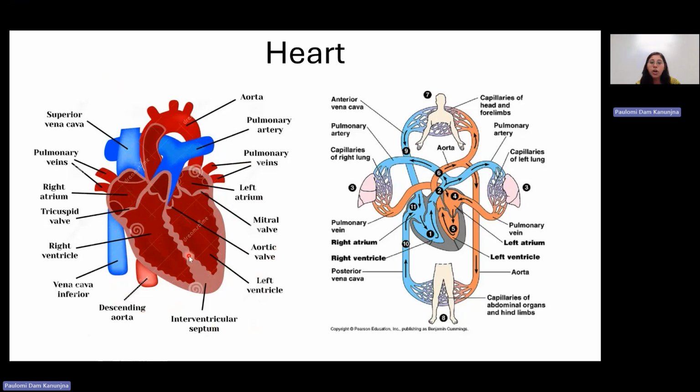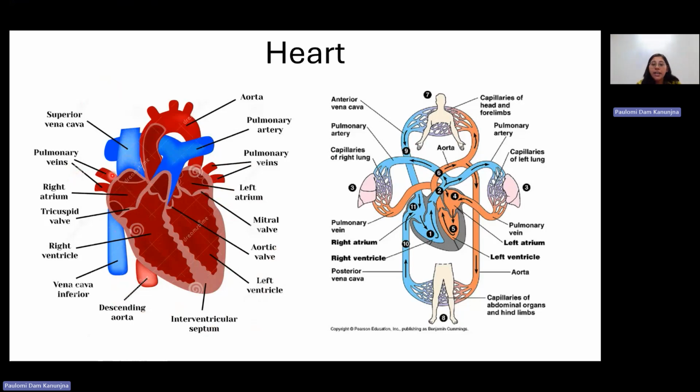So the circuit for your pulmonary circulation is vena cava to right atrium to right ventricle to pulmonary artery. Now the left side is for oxygenated blood, right? So your left atrium receives the blood from the lungs, because the lungs have already removed the carbon dioxide and given the oxygen. Which blood vessel brings it? The blood vessel that brings it to the atrium is the pulmonary veins, the opposite.